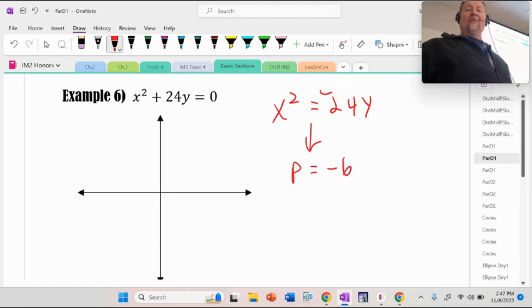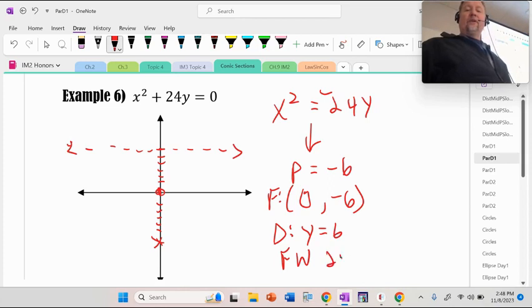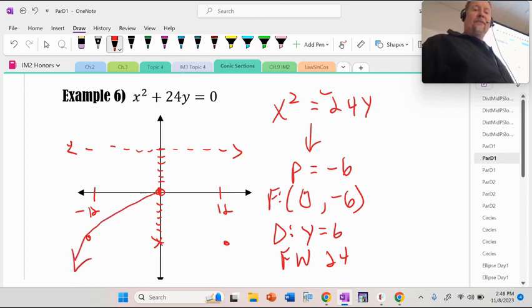So that means since this is going down, you go down 6 for the focus. So there's the focus, 0, -6. And then the directrix, you go up 1, 2, 3, 4, 5, 6, and it's a horizontal line at y equals 6. And then the focal width, of course, is 24. So you simply go 12 and 12 on both sides for these 2 points to draw a graph. If I found these coordinates, they would make the equation true.